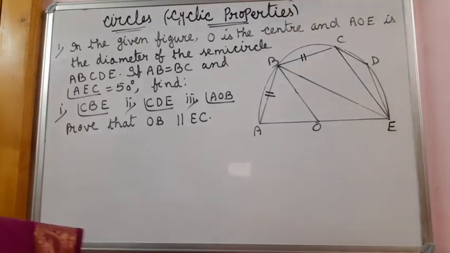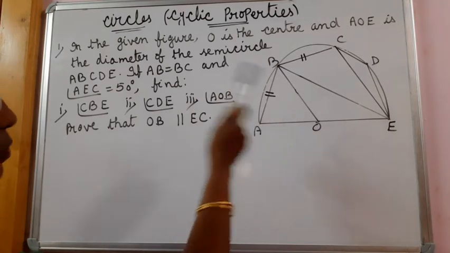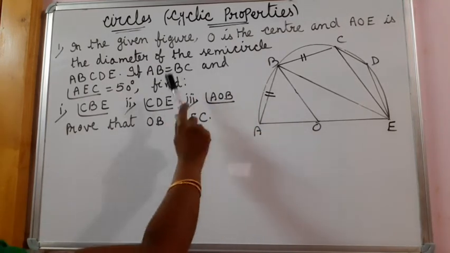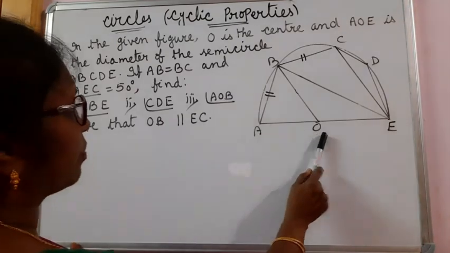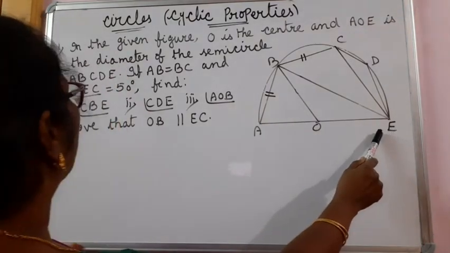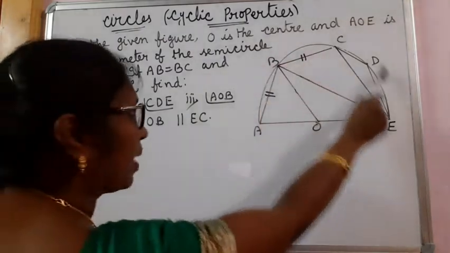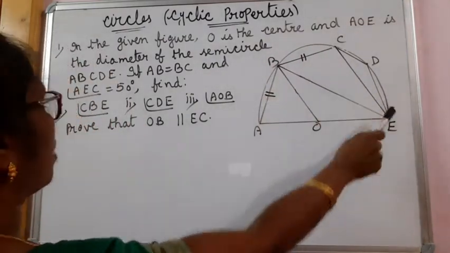Hello, welcome. Let us have a problem based on cyclic properties of circles. The problem is figure based. The given figure is this. In this figure, O is the center of the circle. AOE is the diameter of the semicircle. The circle is not given, only the semicircle.